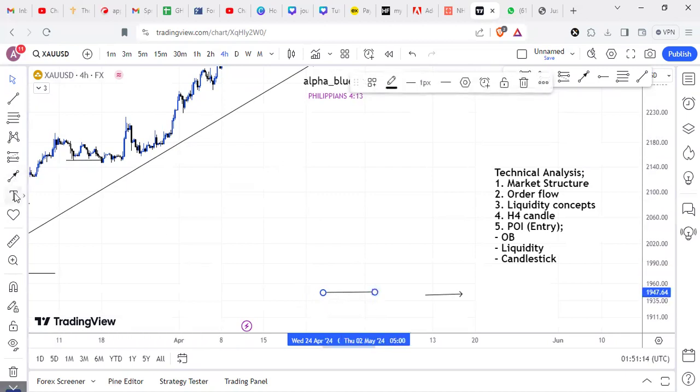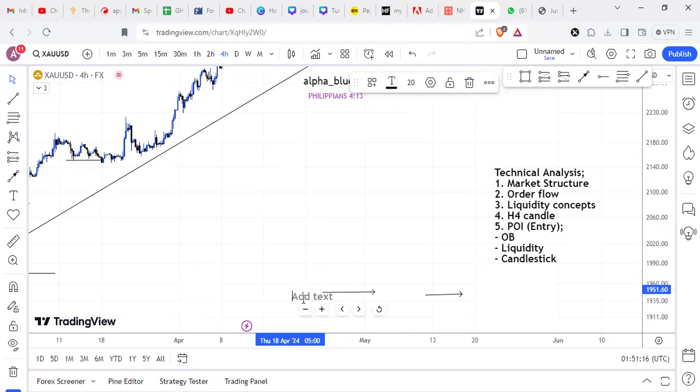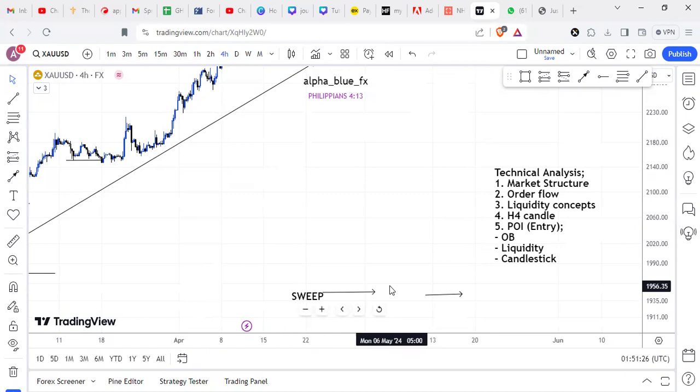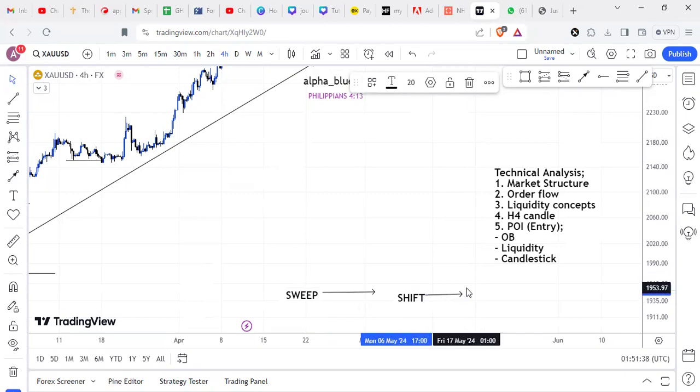So I call this strategy the sweep, then the shift, then the entry, right? So this is what this strategy is all about.